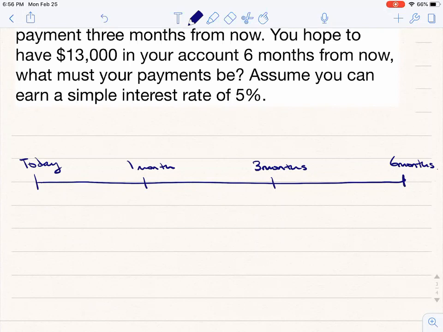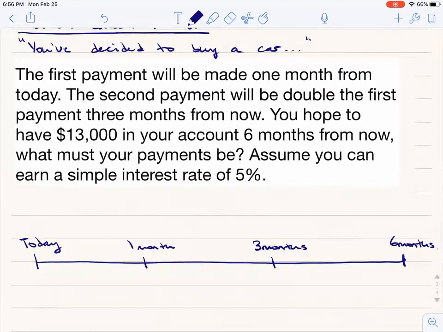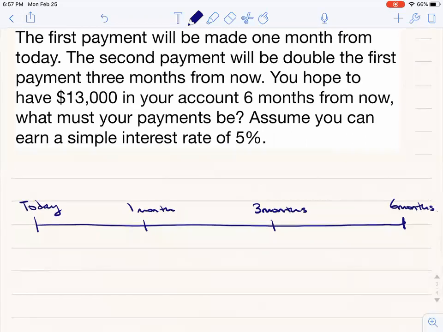There's nothing happening today, right? So we don't have to put anything on that date. It's just a reference date. All this time is passing from today. If we have unknown payment amounts, we use X's to denote a payment amount that I have to solve for. So we're making a first payment 1 month from today.